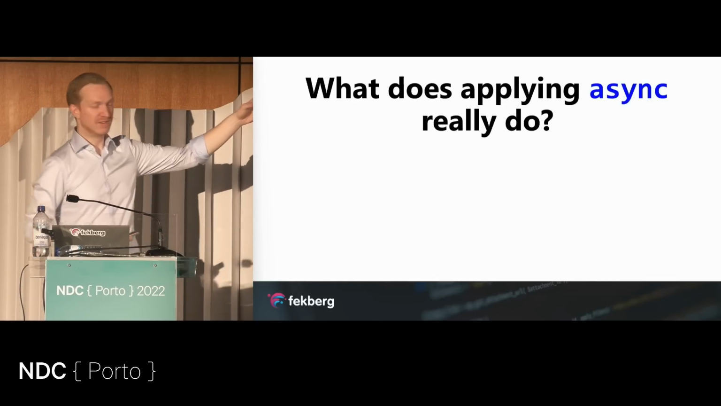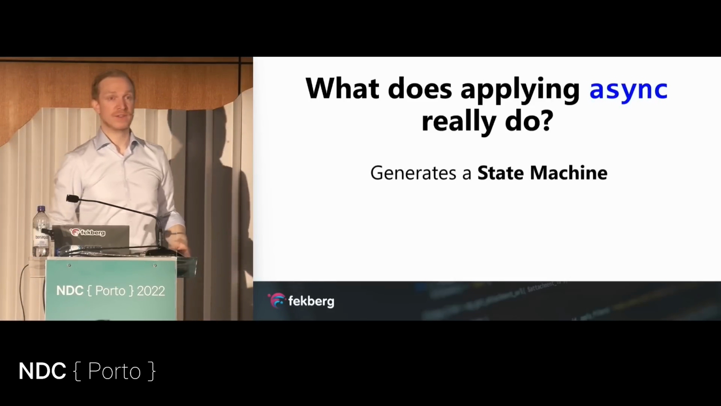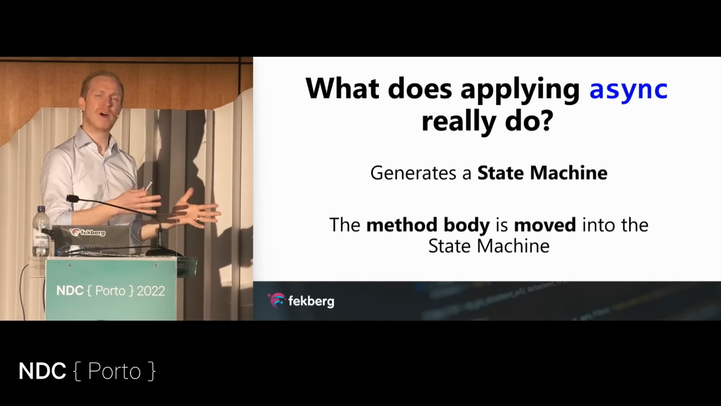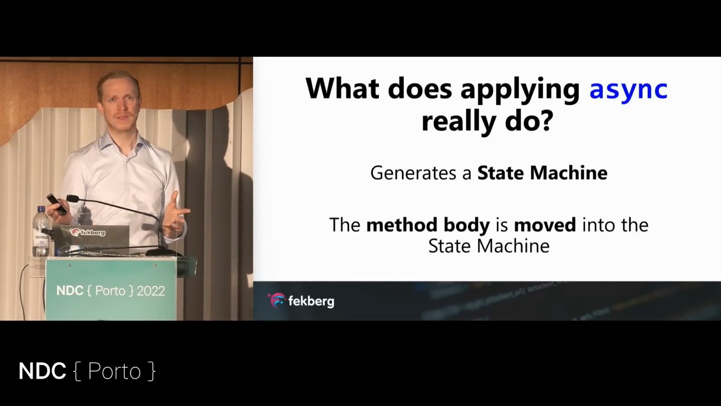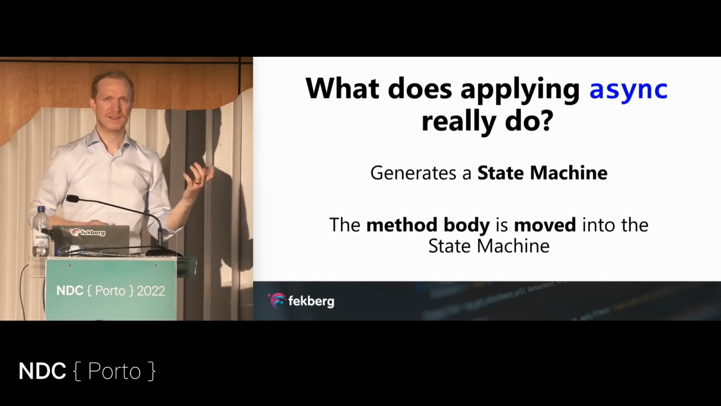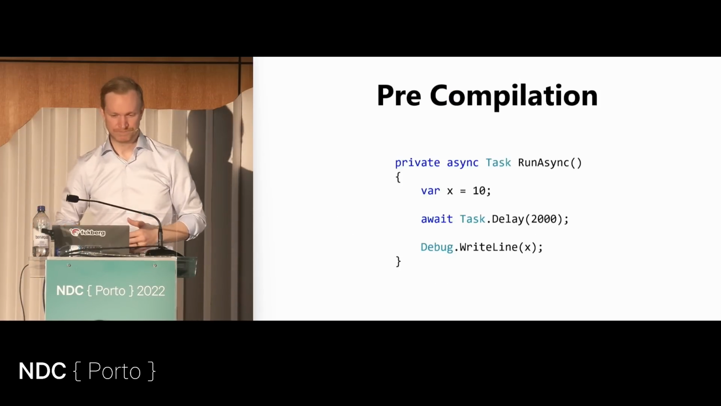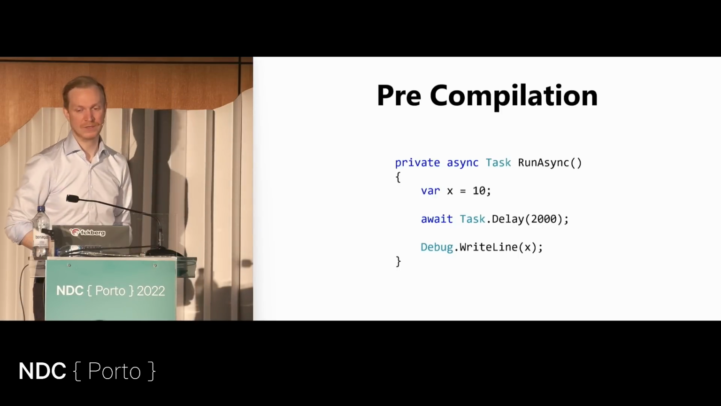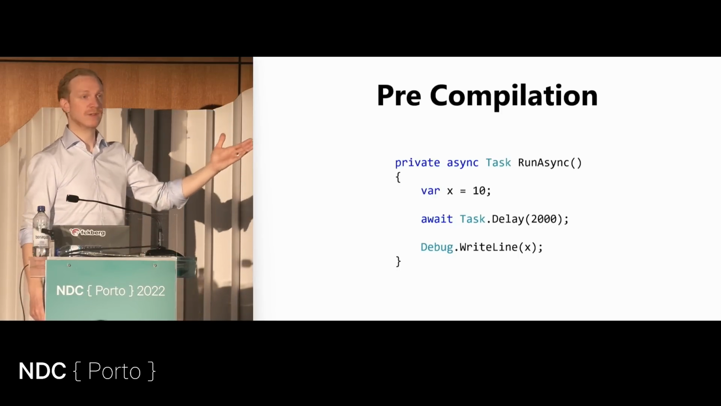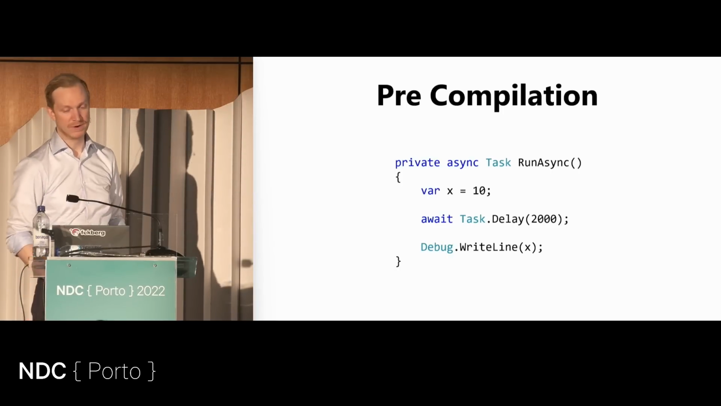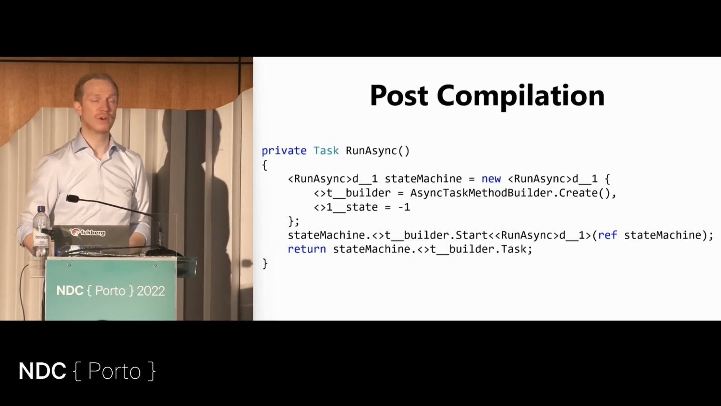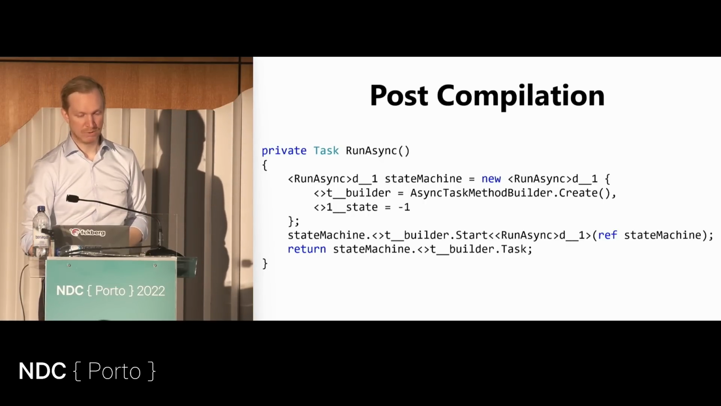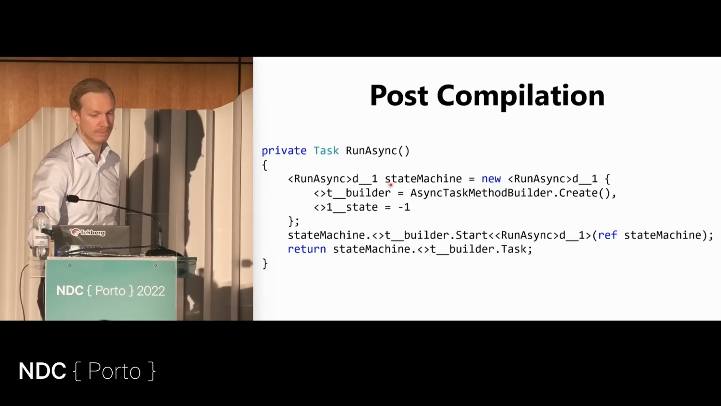When we add the async keyword, it generates this entire state machine. That really means it moves the entire method body somewhere else. It's good to understand that there's a lot of code involved in doing this. Even though I have a really simple method here with very little code, when I compile this with the async keyword at the top, it no longer looks anything like what I had earlier.